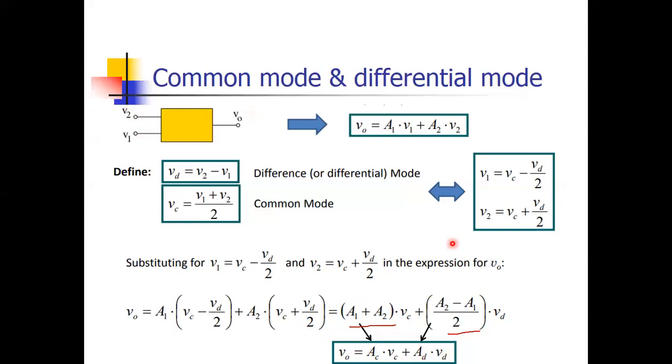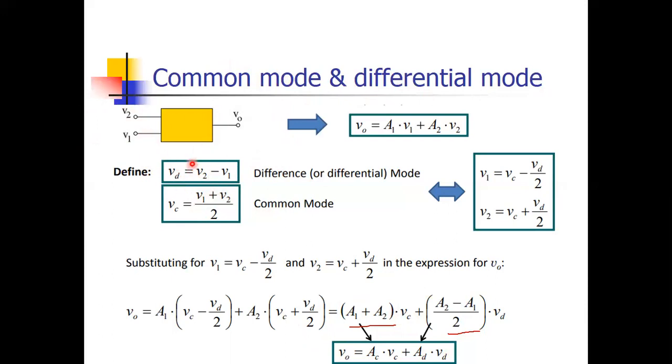Again, listen carefully. There are two different modes in a differential amplifier: common mode and differential mode. For differential mode, the differential voltage VD equals V1 minus V2, meaning we apply two different voltages. And for common mode, VC equals (V1 plus V2) upon 2, meaning we apply the same voltage here.